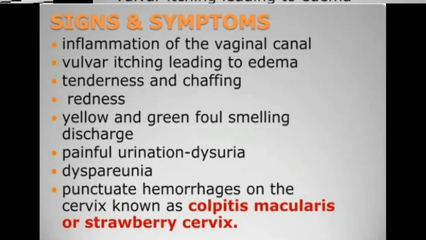Signs and symptoms: inflammation of the vaginal canal, vulvar itching leading to edema, tenderness and chafing, redness, yellow and green foul-smelling discharge, painful urination, dysuria, dyspareunia, punctate hemorrhages on the cervix known as colpitis macularis or strawberry cervix.